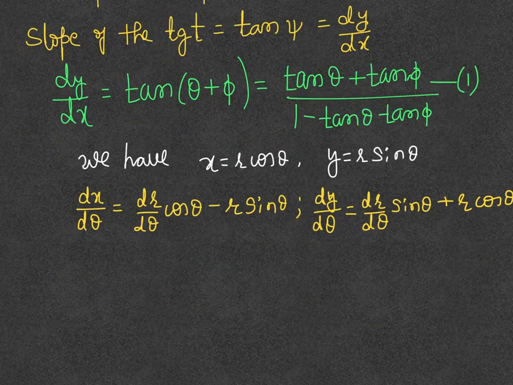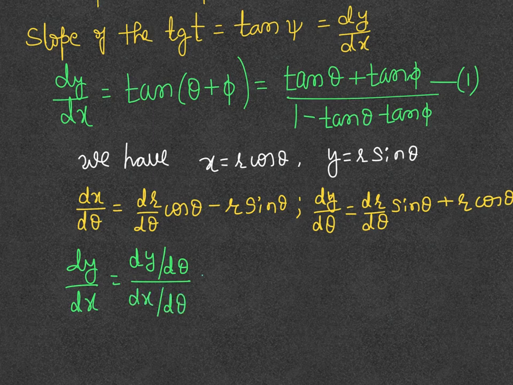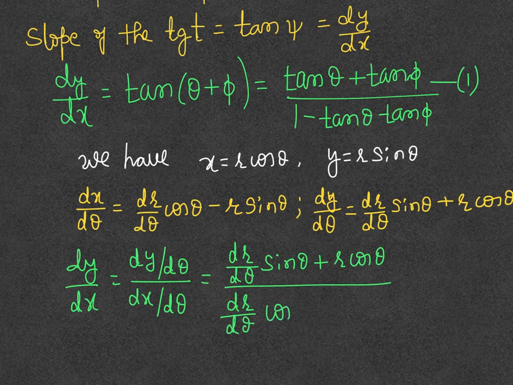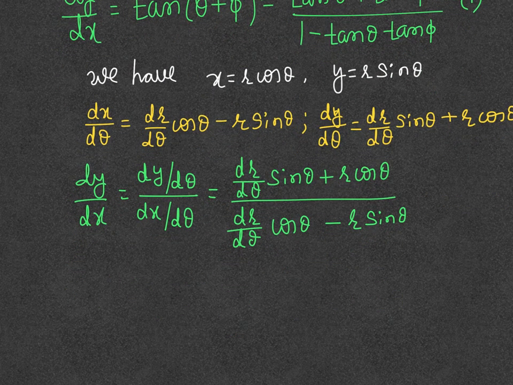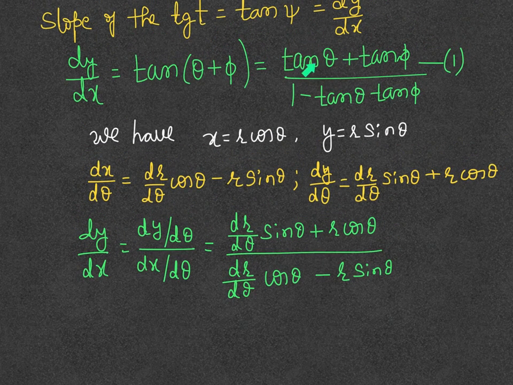And you can write dy by dx, using these two, as dy by d theta divided by dx by d theta. Substituting the above result, it is dr by d theta sin theta plus r cos theta divided by dr by d theta cos theta minus r sin theta. Now let us concentrate on the first term in the numerator. Entirely I have to get this as tan theta to compare with result 1 we have here. So I should divide by dr by d theta and also cos theta. So what I'll do now?